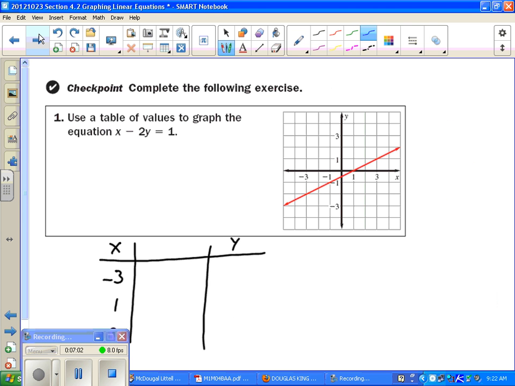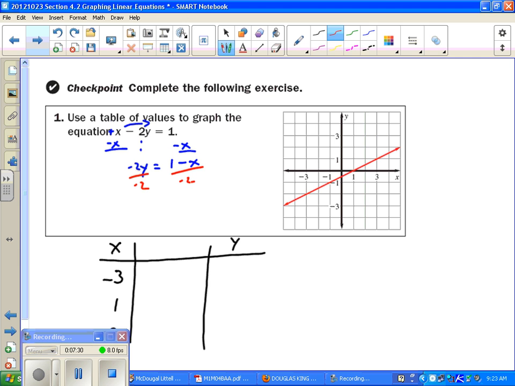Okay, here's the checkpoint. It says use a table of values to graph the equation x minus 2y equals 1. The first thing you need to do is create function form, or you want to get y by itself. So move this positive x over by subtracting x on both sides. What you're left with now is negative 2y equals 1 minus x. Then you want to get rid of negative 2 times y by dividing by negative 2.